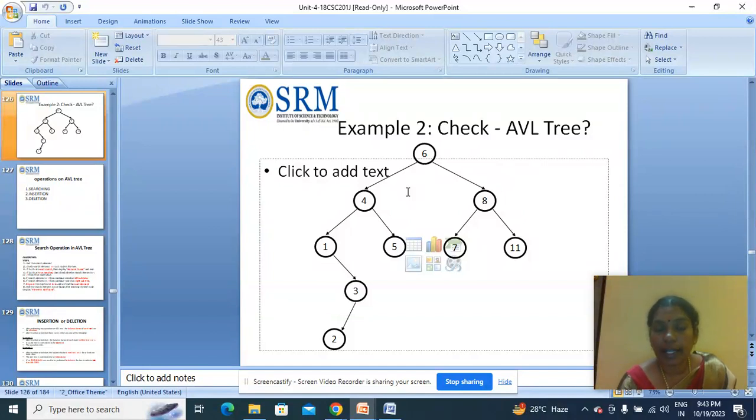So here this 3 contains a balance factor of greater value 2. So this is not an AVL tree. So this is a base of AVL tree. So next we will discuss the operations of AVL tree.